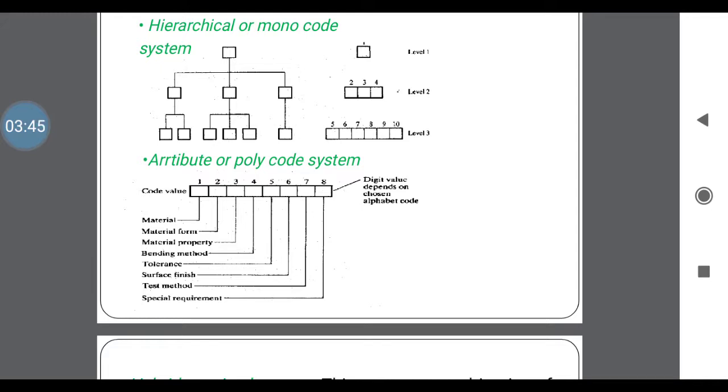The first number indicates the material. Second number is the material form. Third one is the material property. Fourth one is the bending method. Fifth one is the tolerance. Next is the surface finish. Seventh one is the start method. The final one is the special requirement. See, here 1 to 8 is the code. In that code, each digit indicates its separate working specification or separate meaning. But in a monocode we have only one code, with a number of levels, whereas here we have a number of bits, that is, the digits.